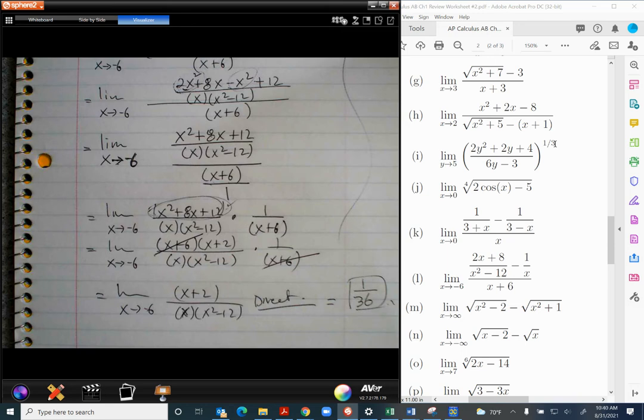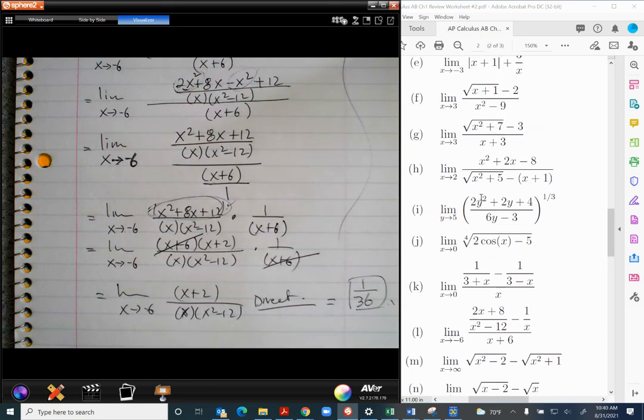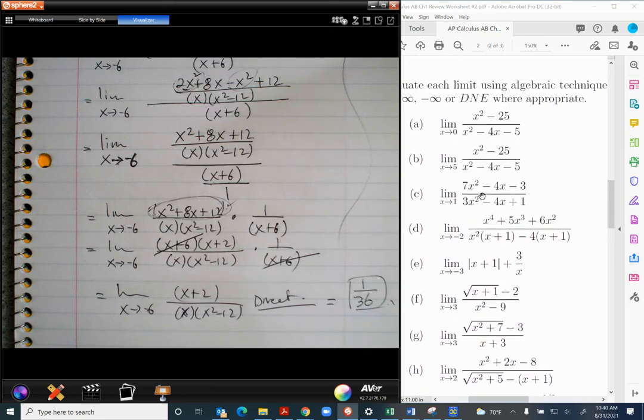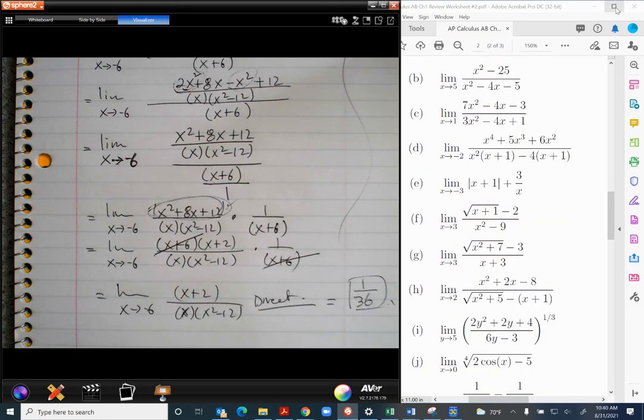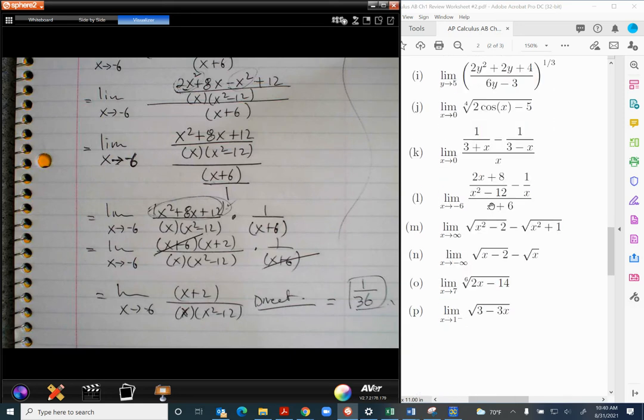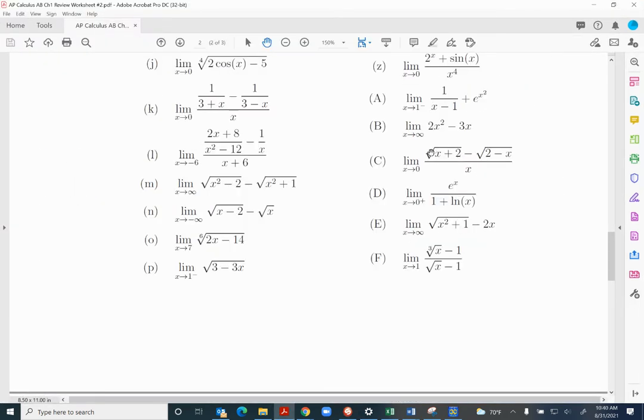I was stuck on A, but is it okay to do the graphing calculator? A. No. A, the big letter A? The capital letter A. Where's capital letter A? It's after Z.